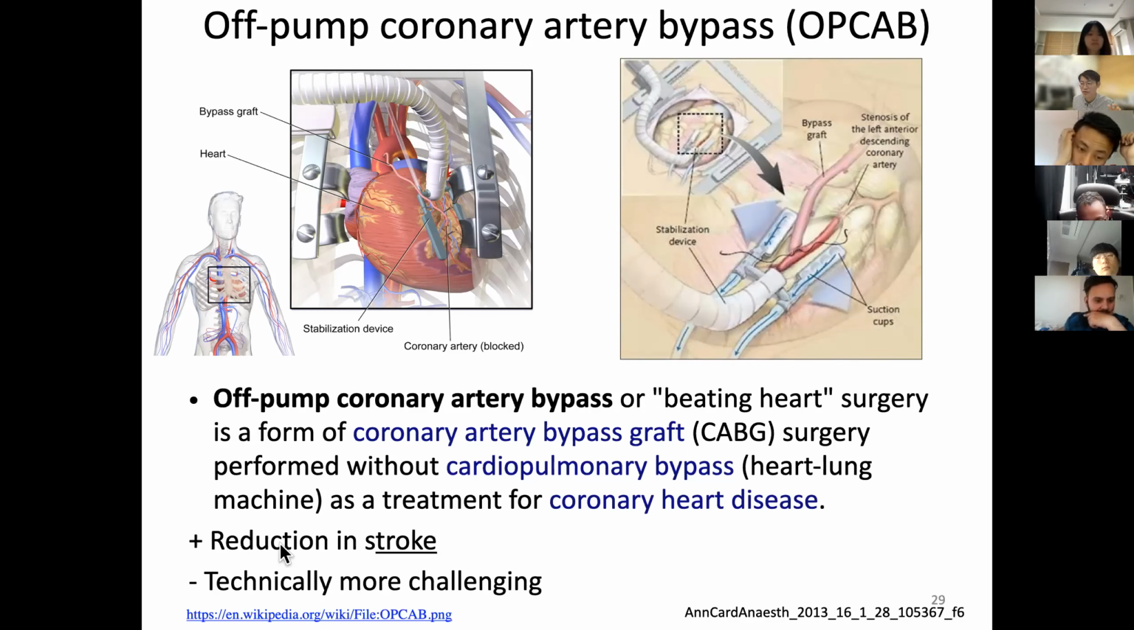We found that it reduces the incidence of stroke, but the problem is for the surgeon to get used to doing this surgery. It's technically more challenging, right? There are pros and cons, but that happened in 1992. The original inventor of this technique, the surgeon from Japan, actually performed a surgery using this. So that actually demonstrates the emergence of this technique and its benefit.